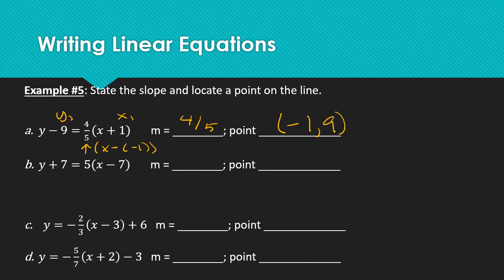Take a minute and work on example B by yourself. All right, if you look at example B, this formula is a minus, so this is really y minus a -7. My slope is right here, 5. X minus x1, so x1 is 7. And then y minus a -7. This here is a -7. And we are done.